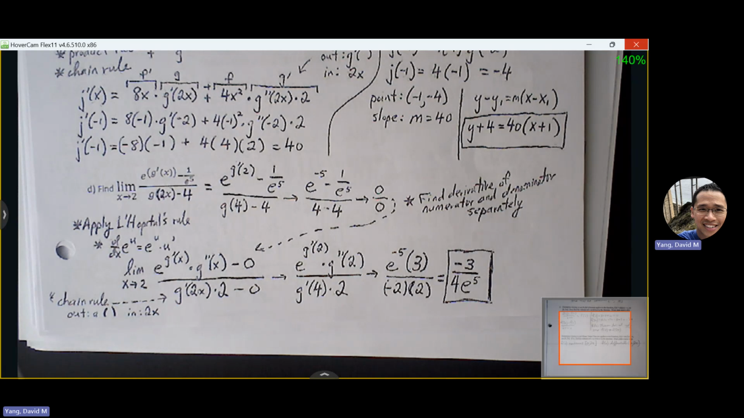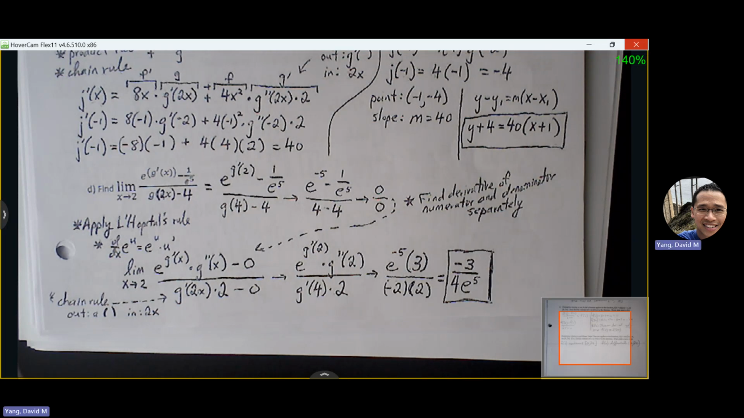Part B, first thing to do is plug in 2 into all the x's. It's going to end up cleaning up nicely, just 0 over 0. And because you get 0 over 0, you get that option to do L'Hopital's rule. So we know e to the u's derivative is e to the u times u prime. Minus 1 over e to the 5th, that's just the constant. It goes to 0.